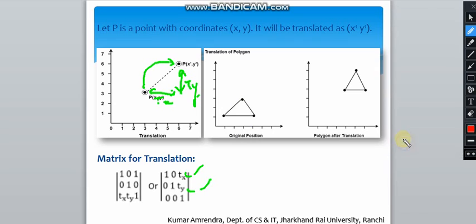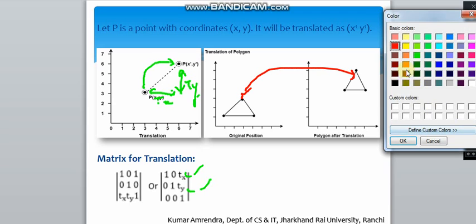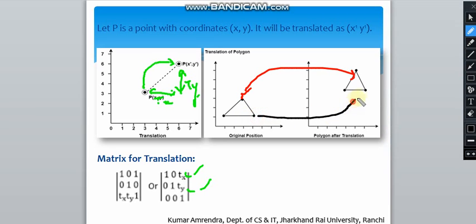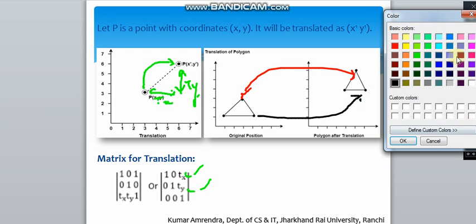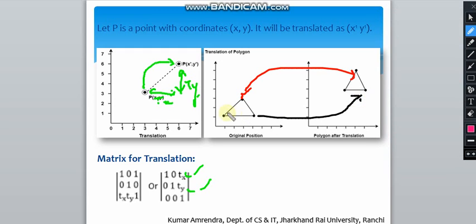And similarly, in the case of a polygon, what we do is translate these polygons with the help of one point at a time. So this red one will be translated with this red, this black with this black, and the third one, this pink with this one. In this way we translate point by point.